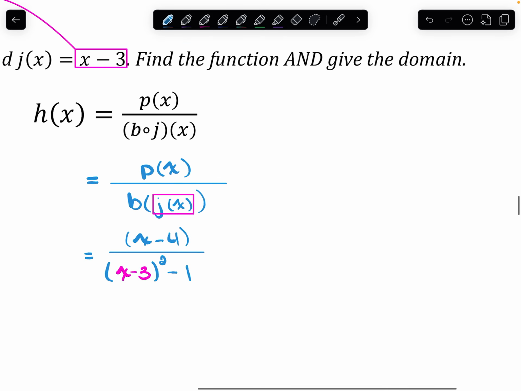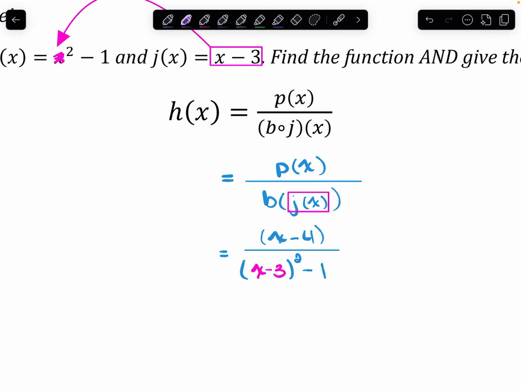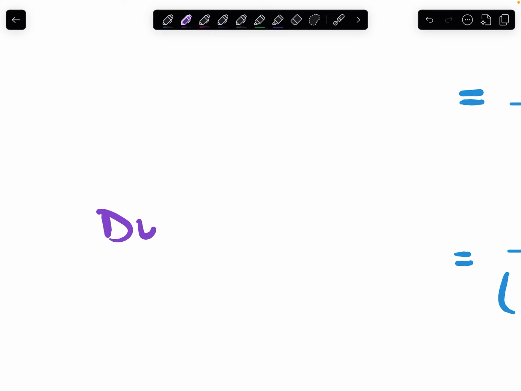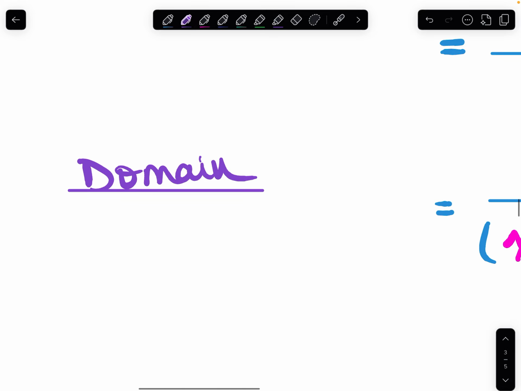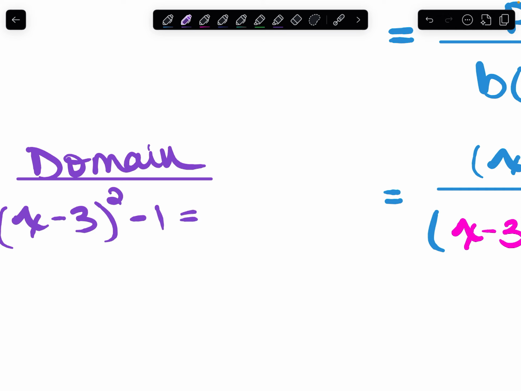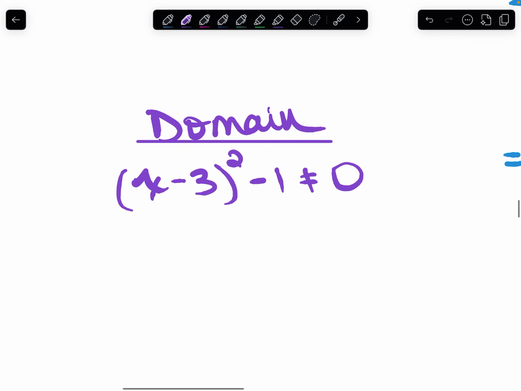I believe it said domain. Yep, domain. So we're going to do the domain first, off to the side. We have a denominator. It cannot be 0. So x minus 3 quantity squared minus 1 cannot equal 0. So we want to be careful with this. That is a square. You cannot distribute an exponent along addition and subtraction. Instead, we need to multiply out.